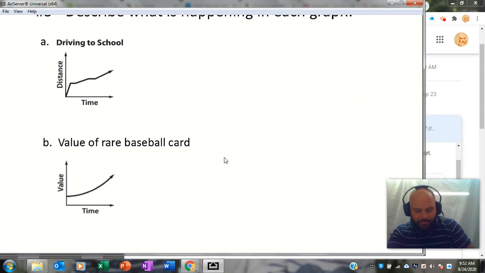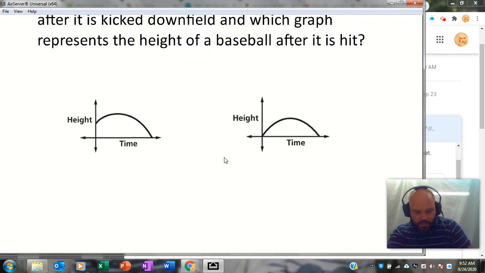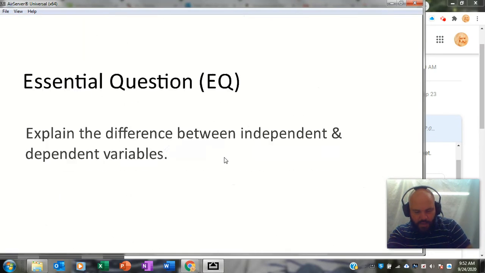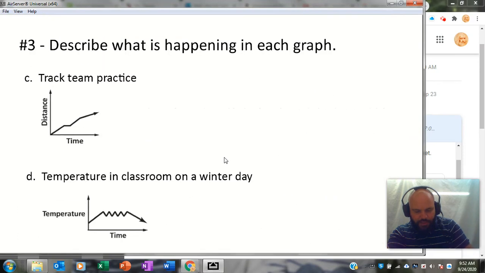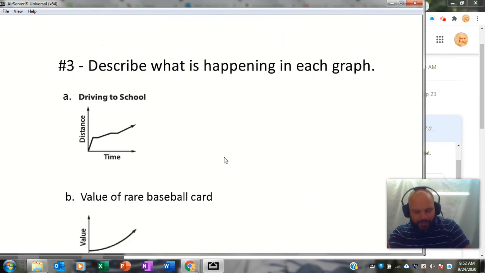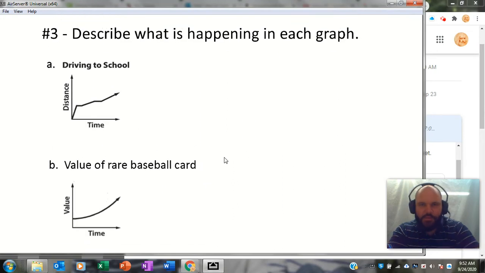All right, so the last type of problems that we're going to take a look at are these problems where they give you a graph and they ask you to interpret what is happening in each graph. And so really the interpretation comes from looking at what the labels are on the X and Y axes. So for number 3, part A, it says we're driving to school. That's the title of the graph. And you can see the bottom part is time and the top is distance.